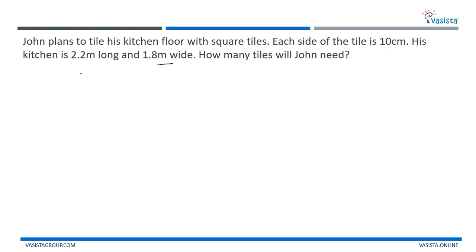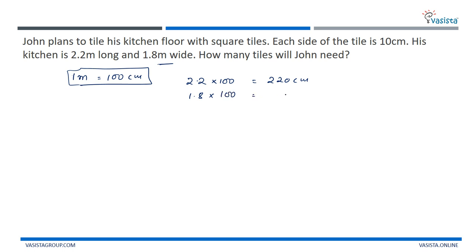So let us check out here. We know that 1 meter is equal to 100 centimeter, right? Now 2.2 meter, if I convert it into centimeter, that into 100, is nothing but 220 centimeter. Similarly, 1.8 into 100 is going to be 180 centimeter.